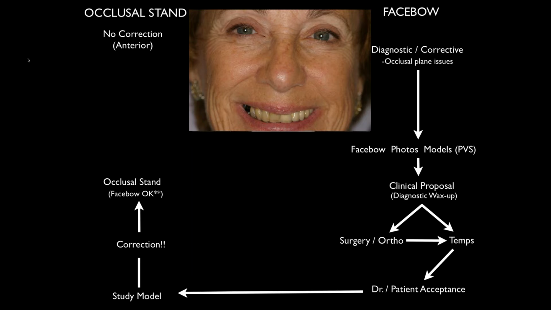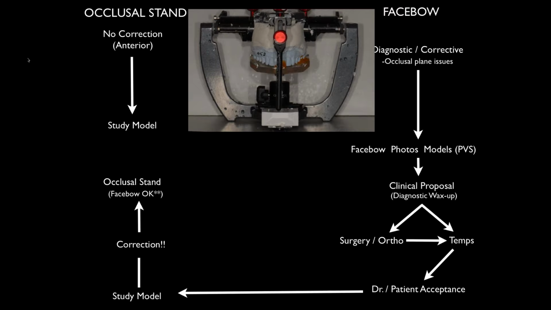I get a lot of cases where I'm doing smile design, and there's nothing to correct. So in this case, I can get a study model of that and go straight to the occlusal stand, because it's going to put the incisal plane, the occlusal plane of the upper, horizontal to the tabletop. It's going to put the midline in the center. It's going to give me exactly what I'm trying to reproduce, which is not changing anything. Just keep it level and don't screw it up.